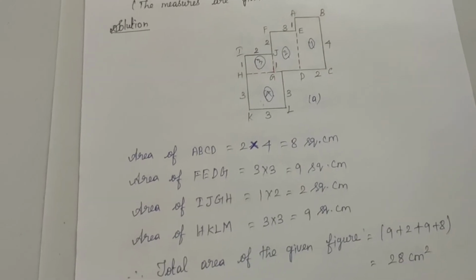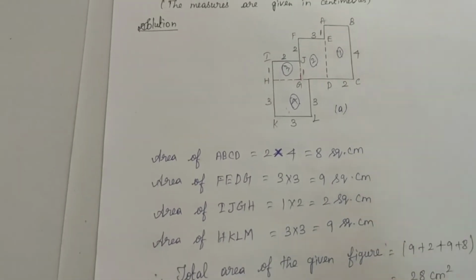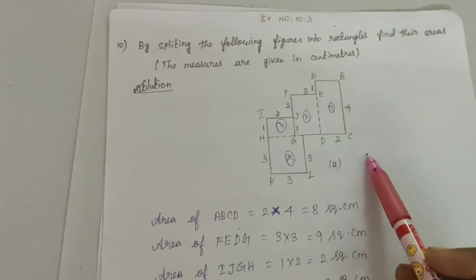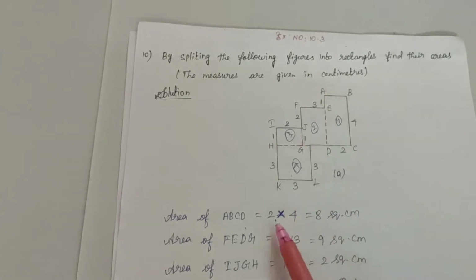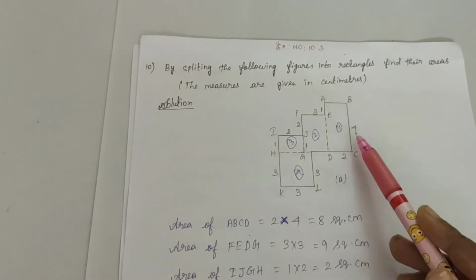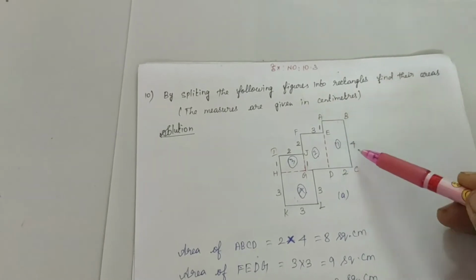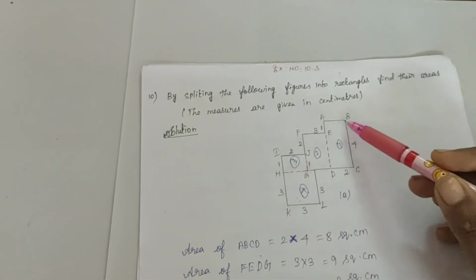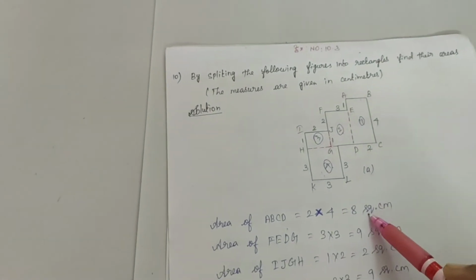So, this is the same. Area of ABC is equal to 2 into 4. This is the opposite side. This is 2, this is 4, 4. This is a rectangle, L into B. So, 2 into 4 is equal to 8 square centimeter.